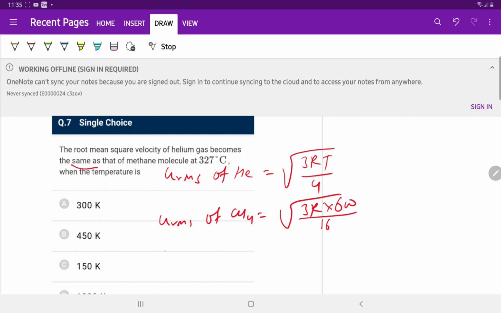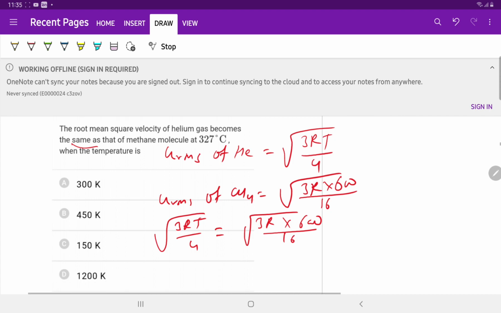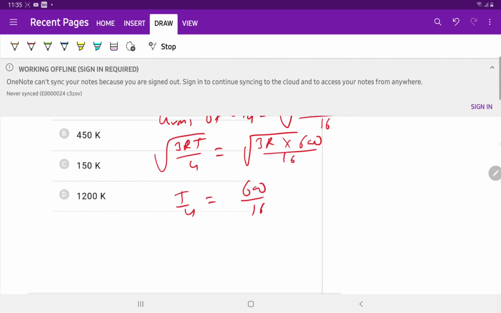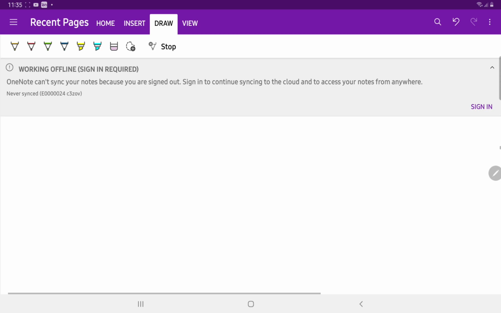Since they are the same, under root of 3RT divided by 4 is equal to under root of 3R into 600 divided by 16. So T by 4 is equal to 600 upon 16. So T is equal to 600 upon 4, which is equal to 150 Kelvin. So option C is correct.